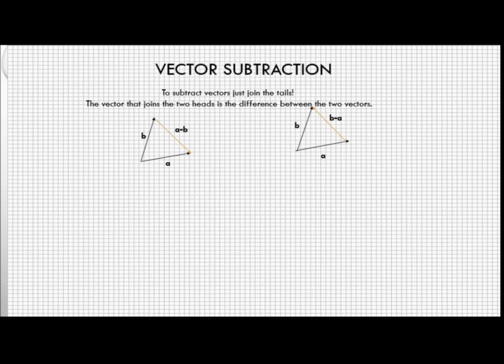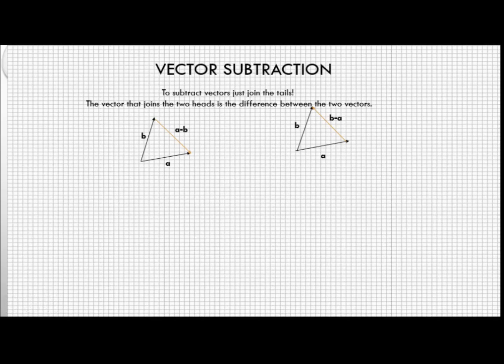To subtract vectors, just join the tails. The vector that then joins the two heads is the difference between the two vectors. Now of course it matters which way round you join the two heads.